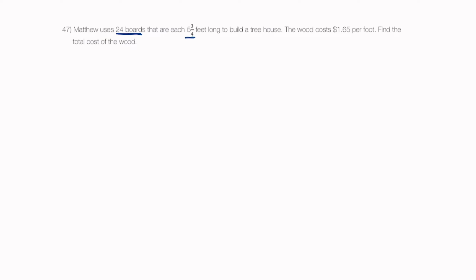Matthew uses 24 boards that are each 5 3/4 feet long to build a tree house. The wood costs $1.65 per foot. Find the total cost of the wood. There are many ways to solve this question. I'm going to take the easiest route first and then I'll show you a bit tougher route.